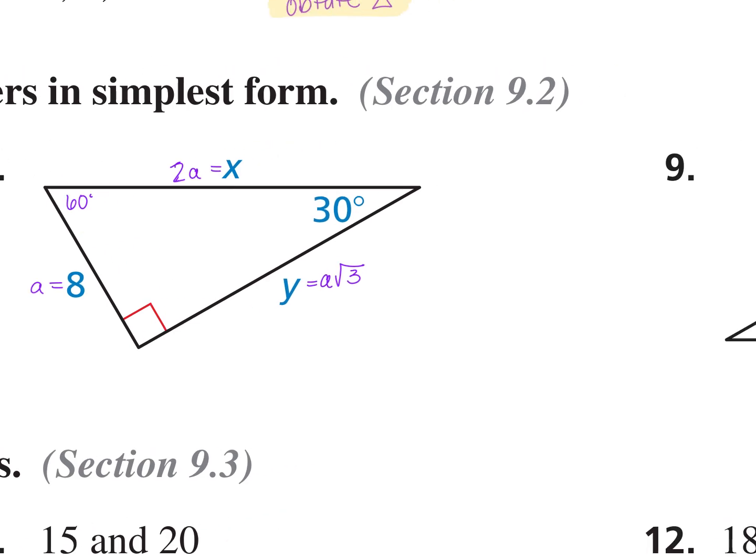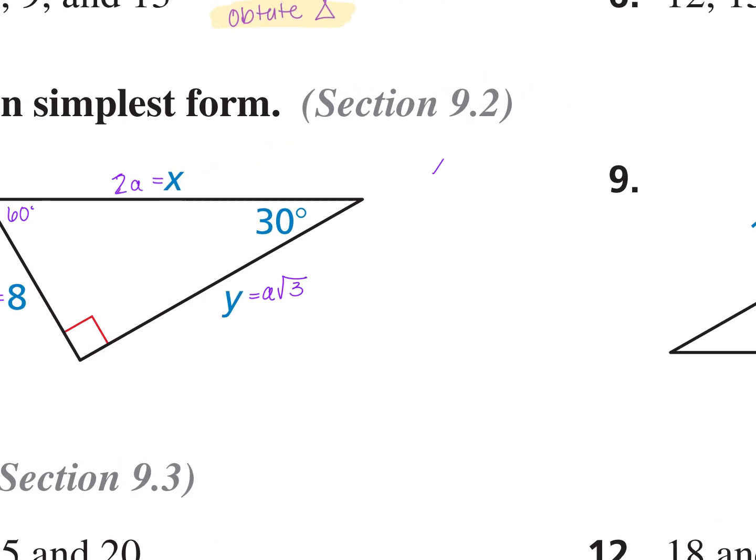Okay, plugging in for x. I have 2 times 8, because again, a equals 8. So x is going to equal 16. And then for y, I have y equals 8 times the square root of 3. And it's as simple as it can be. And these are my 2 answers for x and y.